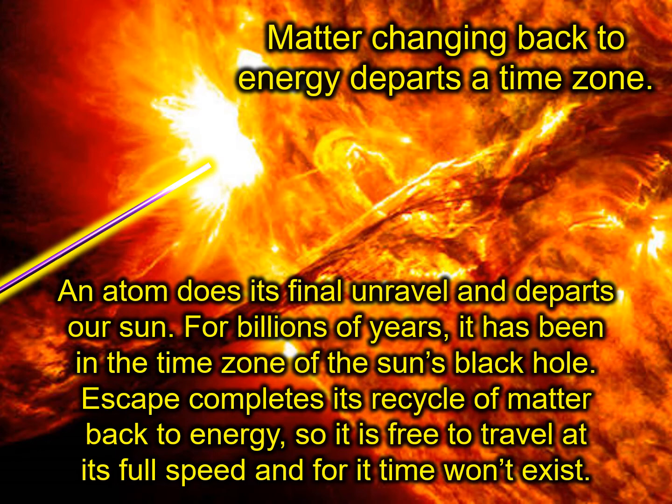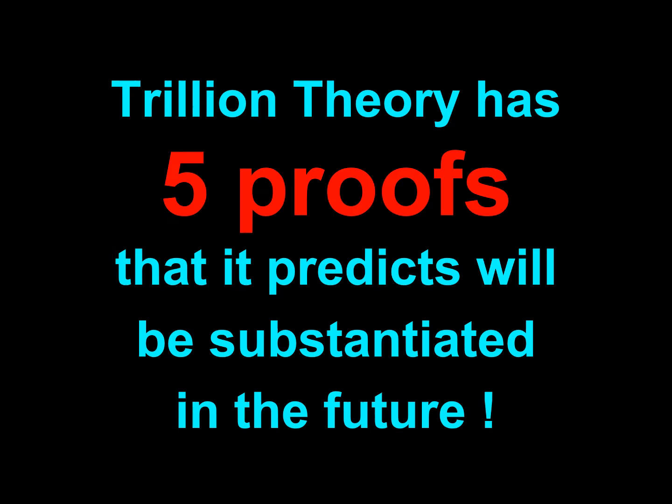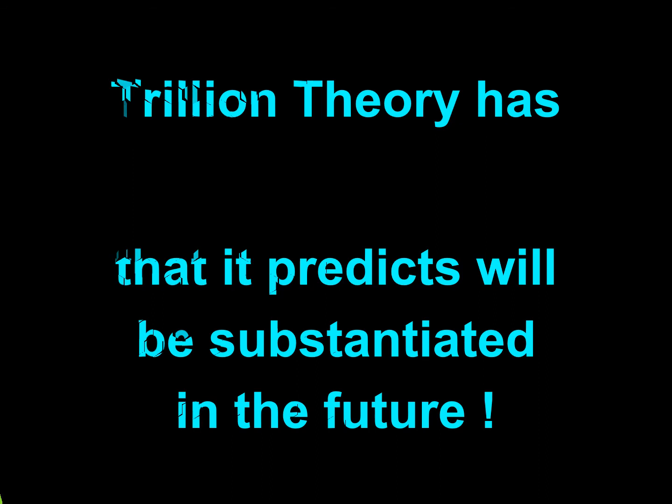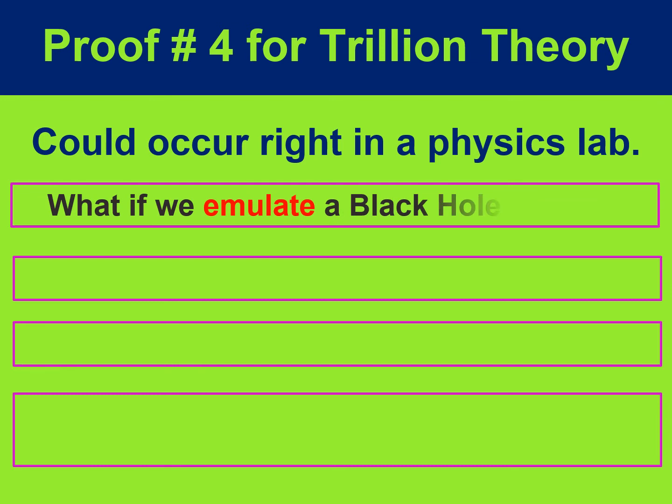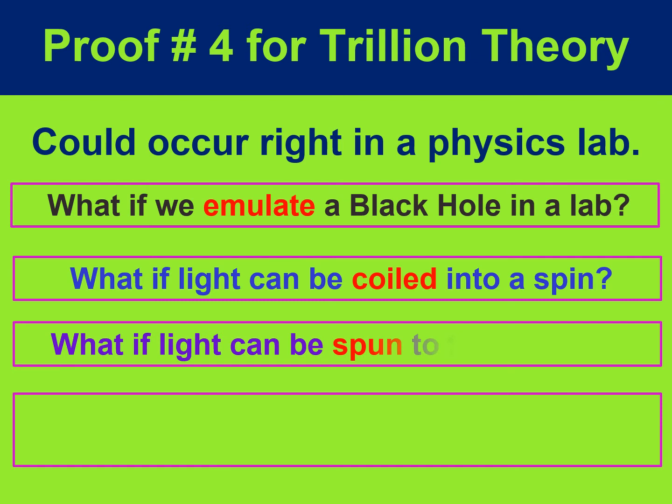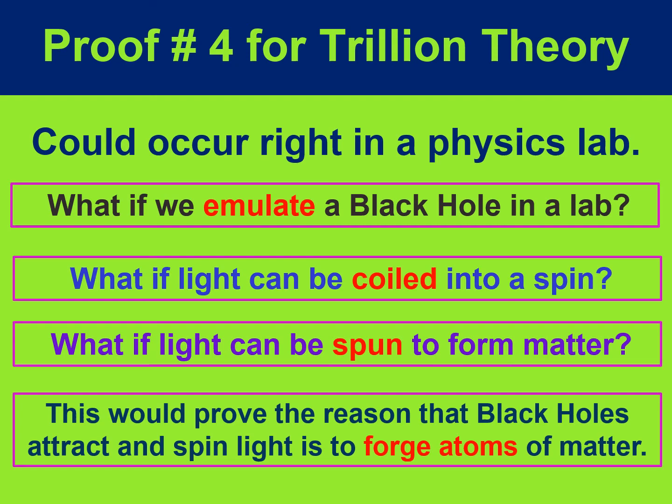Trillion Theory has five proofs that it predicts will be substantiated in the future. Proof number four for Trillion Theory could occur right in a physics lab. What if we emulate a black hole in a lab? What if light can be coiled into a spin? What if light can be spun to form matter? This would prove the reason that black holes attract and spin light is to forge atoms.